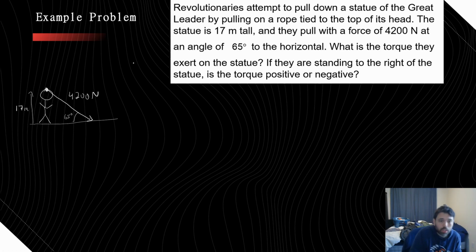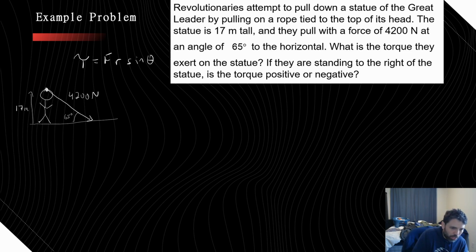Okay, well, we know the torque equation is F R sine theta. Now, okay, so we got to be careful. We know the force. That's 4,200 newtons. That's not a problem. What's R? R is the distance from the pivot point to the spot where the force is applied on the object that we're rotating. Well, you can imagine a statue.